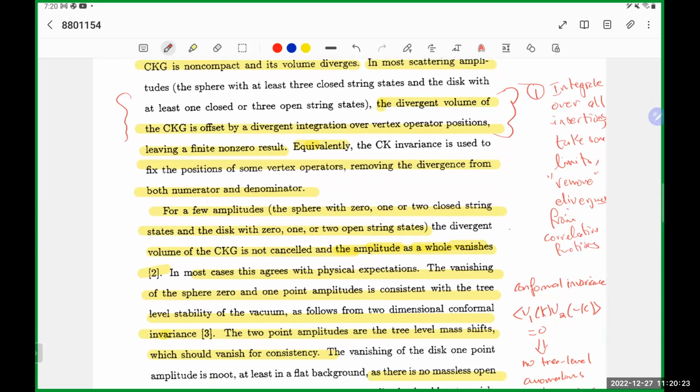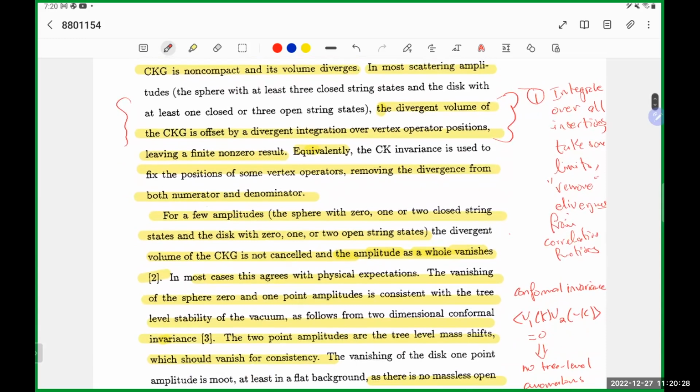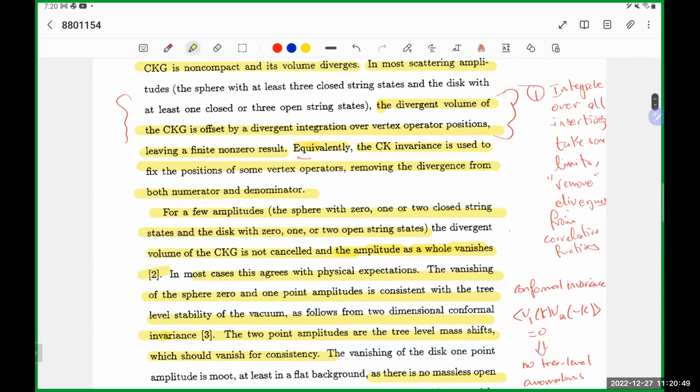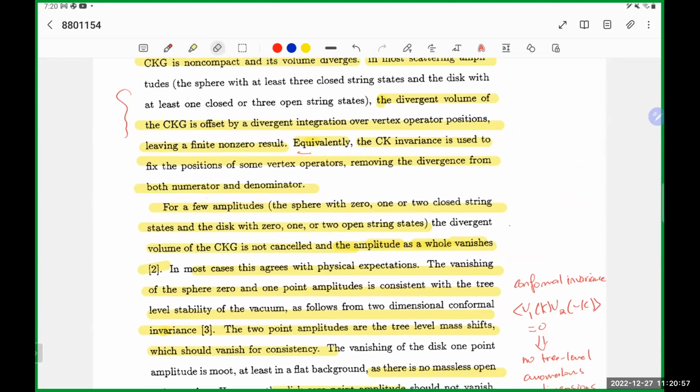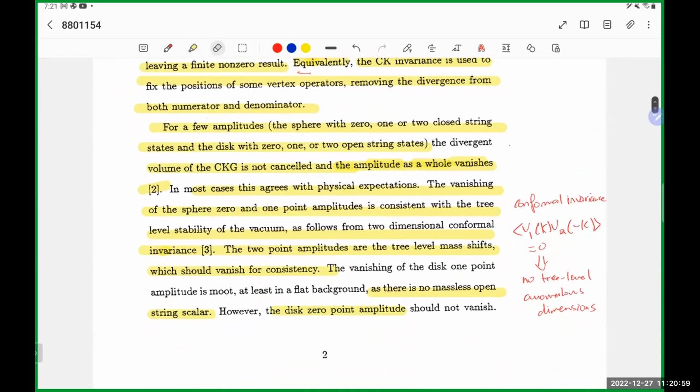Here's one way, but we're not taught this way. We're taught the second way. The CKG invariance is fixed by fixing the position of some vertex operator insertions and removing the divergence from the numerator and the denominator. Okay. So this is something noted by Polchinski and Liu, and they say the following.